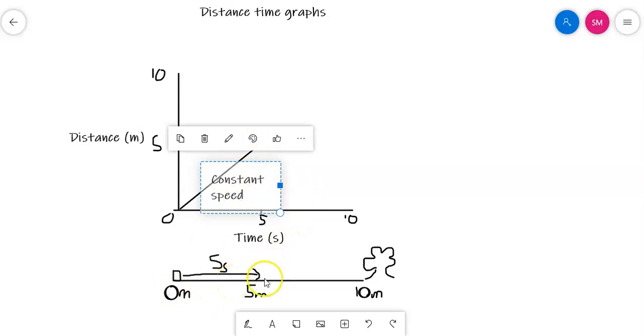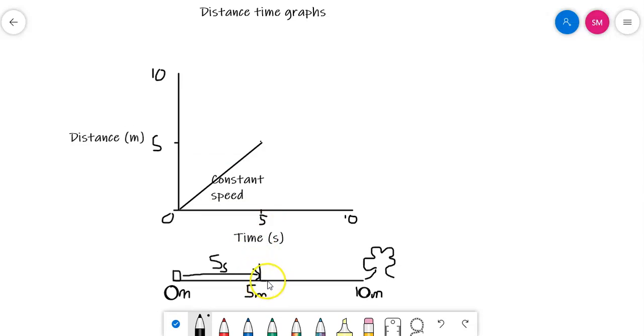Now let's say that the object then stayed here. Let's say it stayed stationary for 2 seconds. So what would happen is that we've gone from 0 seconds, 5 seconds, 6, 7. So at this point in time, it'll now be at 7 seconds. How would we show on the graph that the object has moved 5 meters and then stayed still? How are we going to show that?